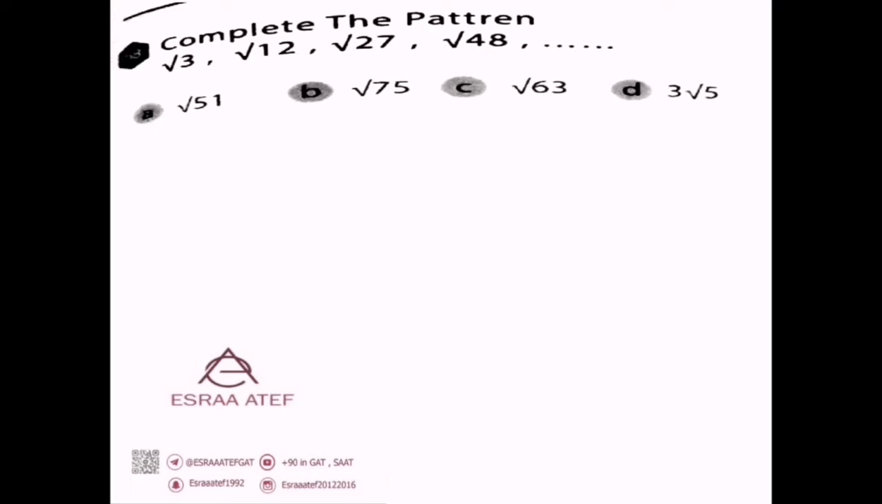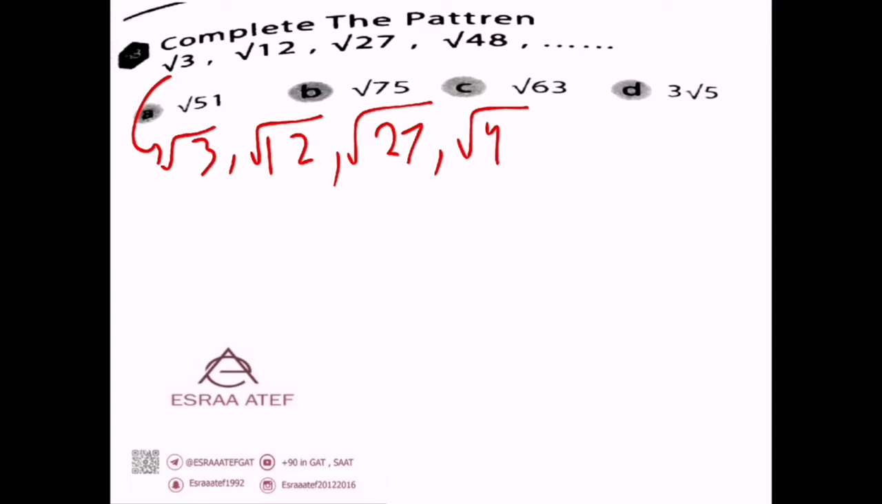Okay, there are different questions in the GAT. Here, the first one we have is square root of 3, the second is square root of 12, then square root of 27, and then square root of 48. And he wants me to complete the sequence. How can we do it?